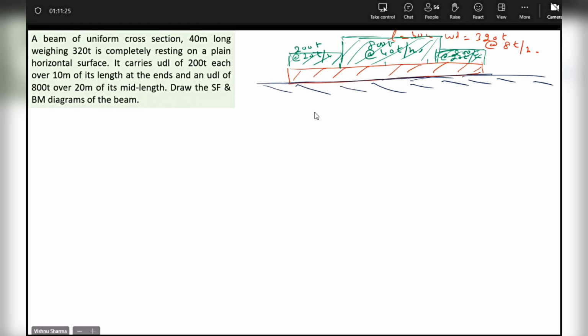Yes, sir. Okay. We have done a similar question in the morning. The reaction will be uniformly acting along the entire length. The total reaction will be the total downward weight, which is 320 tons of the beam plus 800 plus 200 plus 200. That means 1520 tons will be the reaction. Am I right, guys? And it shall be uniformly acting along the entire length of 40 meters. So at the rate of 38 tons per meter. Am I right, guys?